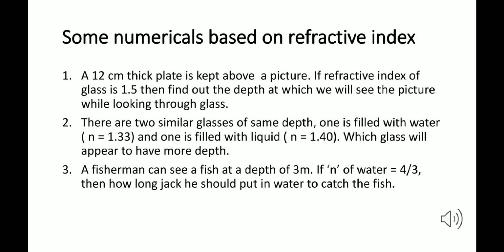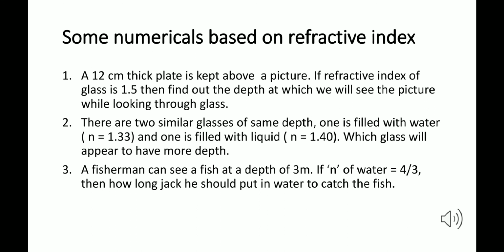Now, as you can see, here we have taken a few questions based on refractive index. Now, we'll take each question one by one. So, let us understand the first question. A 12 centimeter thick plate. So, the real thickness has been given as 12 centimeter. A 12 centimeter thick plate is kept above a picture. If refractive index of glass is 1.5, then find out the depth at which we will see the picture while looking through the glass. That means we have to find out the apparent depth of the picture.